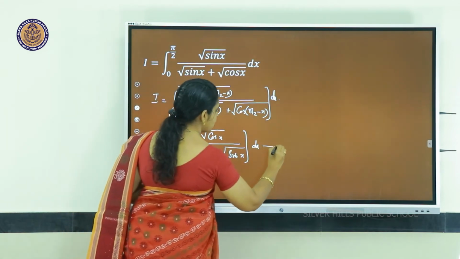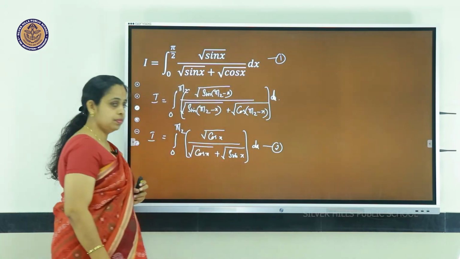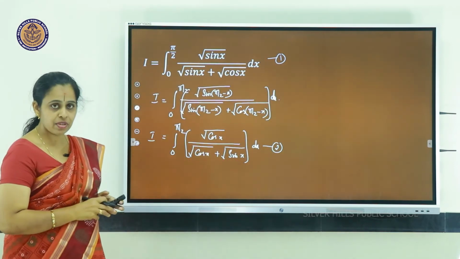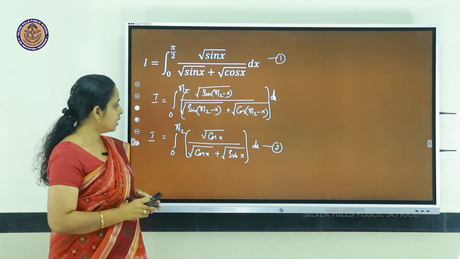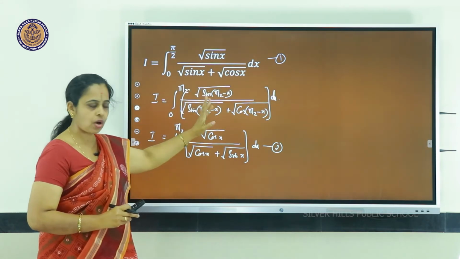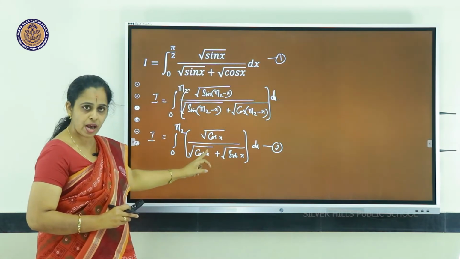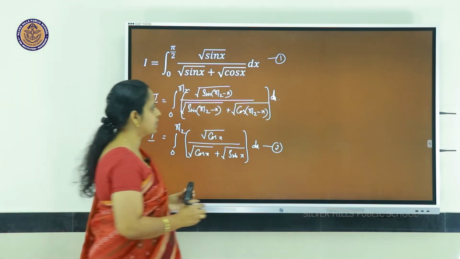Let us give equation number 2 and the question as number 1. Same way as the previous question, we can see the denominators are same, the order is changed, that's all. Root sin x plus root cos x will come when you add. So, let us add the equations.